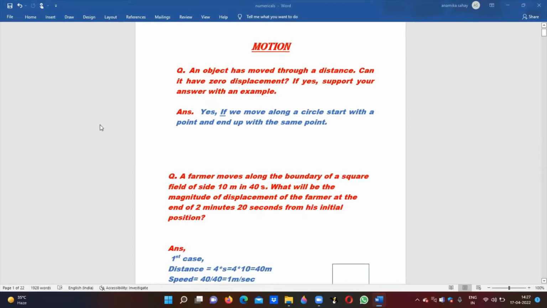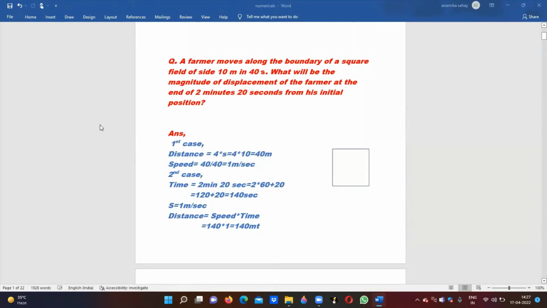Now, second question. A farmer moves along the boundary of a square field of side 10 meter in 40 seconds. So, time is given 40 seconds and side is 10 meter. It means 4 sides will be 4 into side, that is 40 meter. What will be the magnitude of displacement of the farmer at the end of 2 minutes 20 seconds from his initial point? First of all, we will calculate the speed. We have distance 4 into side, 40 meter. Time is given 40 seconds, so speed will be 40 by 40, that is 1 meter per second.